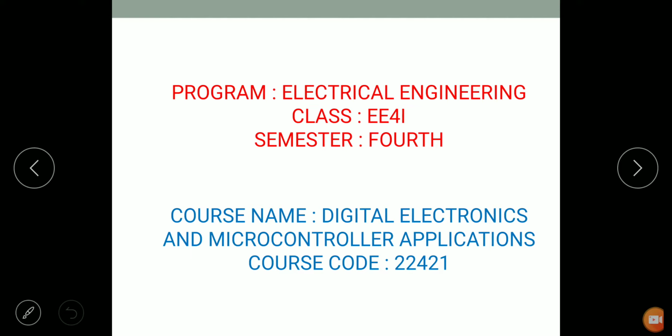Now in this video we will see the NOR and NAND gate. Why they are called universal gates, we saw in a previous video. Now in this video we will construct the basic gates, that is OR, NOT and AND gate, using the NAND gate only and using the NOR gate only. Okay, so let's see.